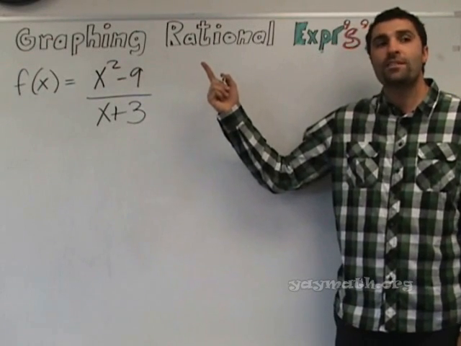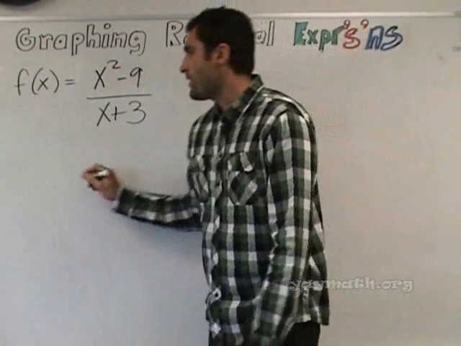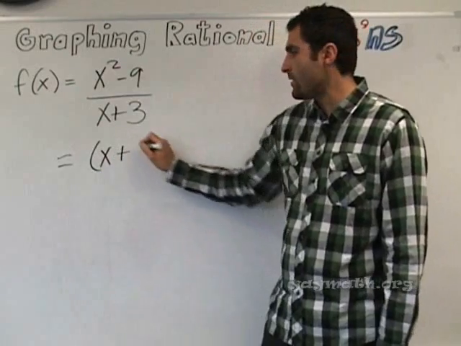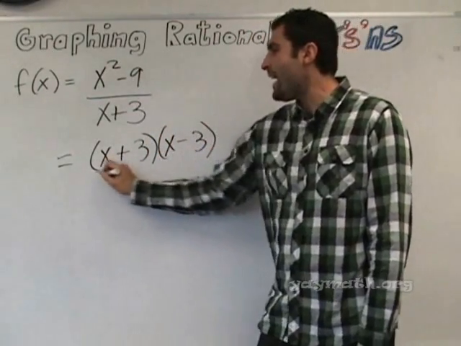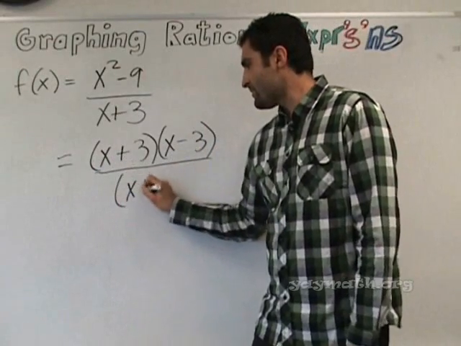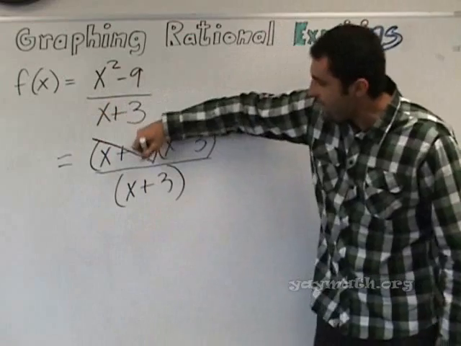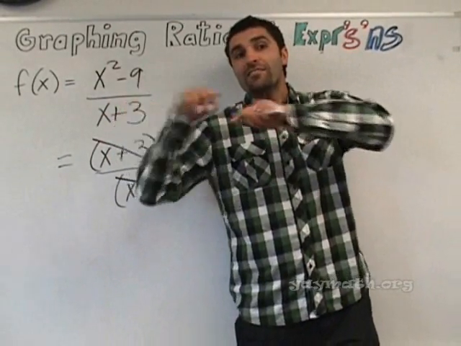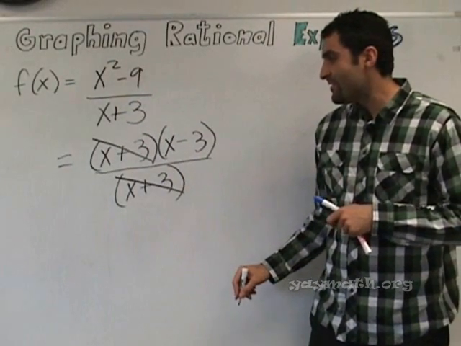What's my first question going to be? What is the vertical asymptote? It can factor. X plus what? 3. X minus 3. Lovely, lovely. So don't these cancel? Yeah. So do we have a vertical asymptote? No. Do we have a hole?